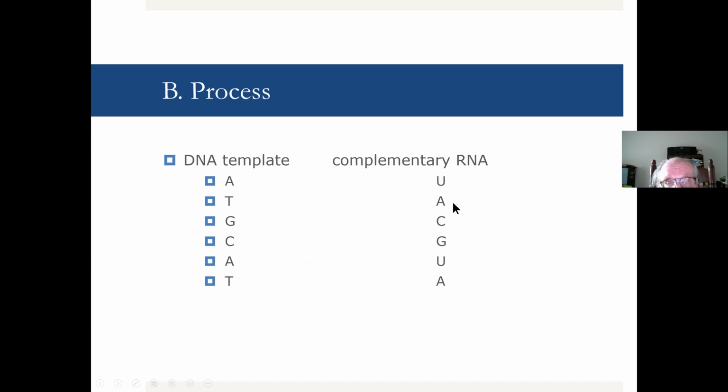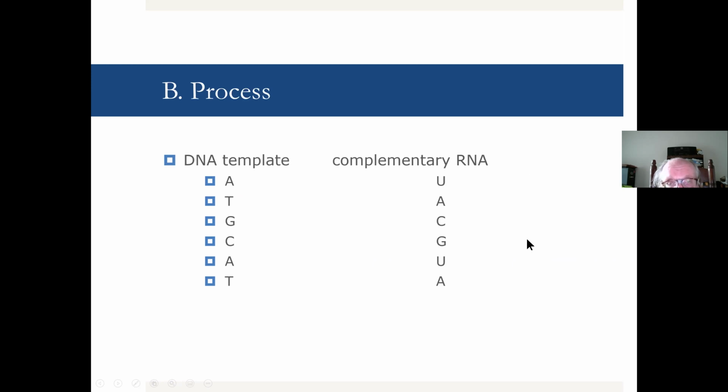We have a T here, it's going to be A there. We have a G there, it's going to be C there. We have a C there, it's going to be G there. We have an A here, it's going to be U. We have a T there, it's going to be A. So this is our triplet. We have two triplets here. This is our codon. We got two codons. This codon is the antithesis of this, the matching complementary RNA.